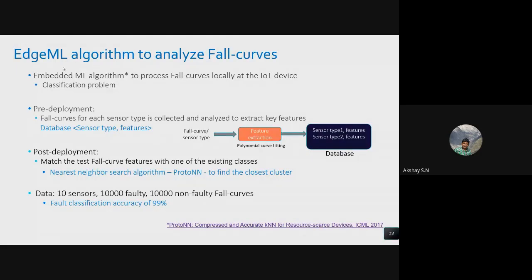I suggest everyone search for EdgeML and Microsoft. You should be able to find the GitHub repository which has these algorithms. And as I mentioned, one of the key ideas of these algorithms is that you can run them on resource-constrained IoT devices, even such as Arduino, which has just 2 KB of flash. So that's the tool which we use.